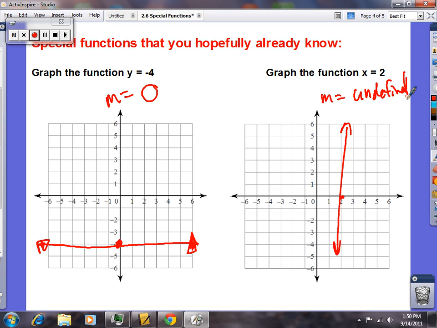So you just got to memorize. Undefined slope, you're going to get a vertical line. Zero slope, horizontal. It would look like this. It would look like 2 divided by 0. And this would look like 0 divided by -4. Brandon, if 0's on top, that's going to give you a 0. If 0's on the bottom, that's going to give you undefined. Okay?